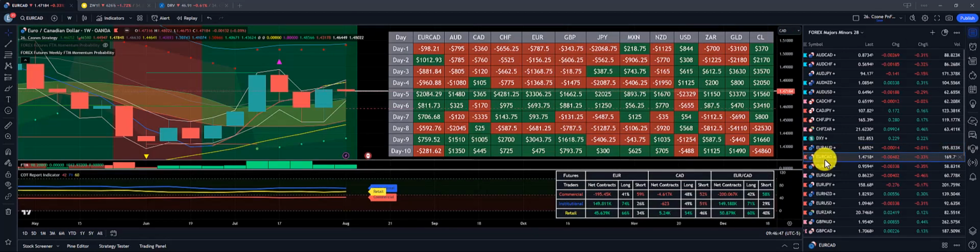Euro Canadian dollar, significantly crowded out to the long side, looking for a short. However, this was long with follow money in the green above the dragon with relative strength, with a $98 loss.